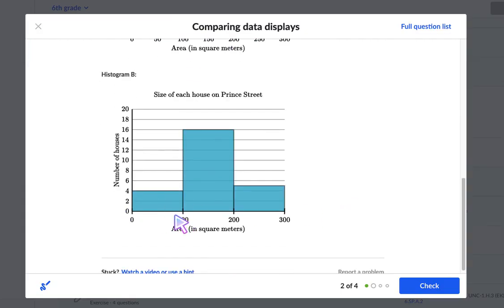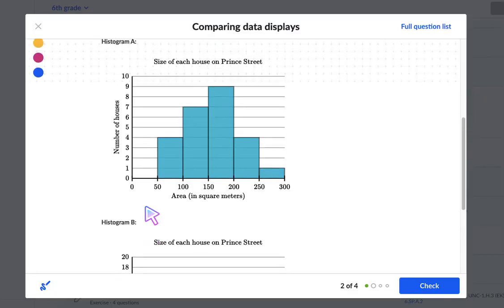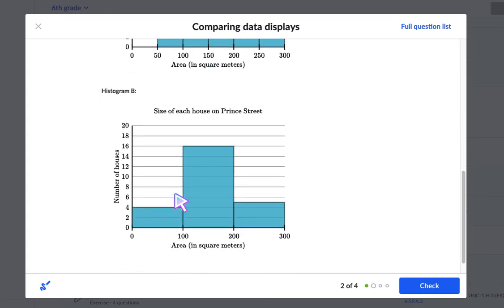See, this one has them all clumped between 0 and 100, so I don't know how many were just above 0 square meters. While here I can see, oh, none of them were between 0 and 50. And then it starts picking up at 50. While here I don't see that information. It's just kind of one big category.